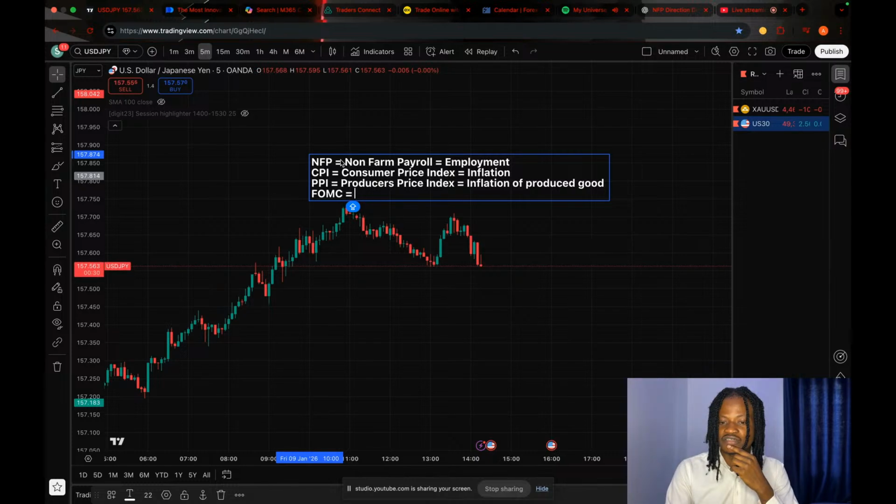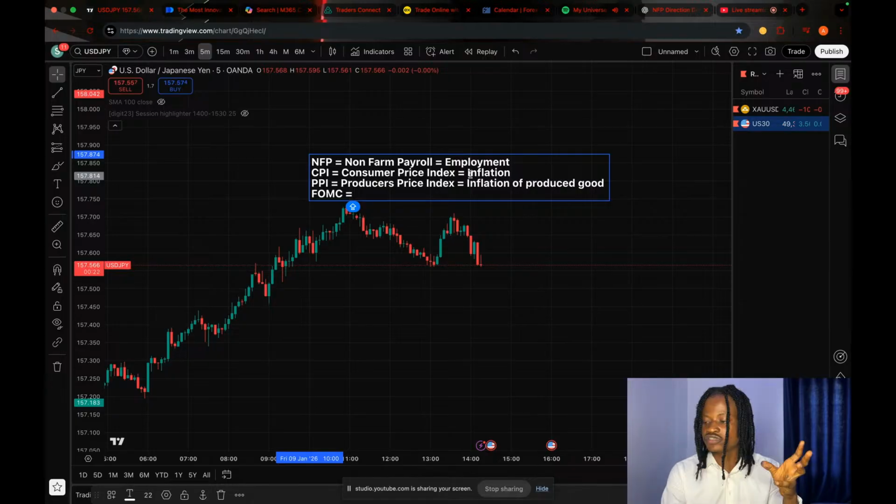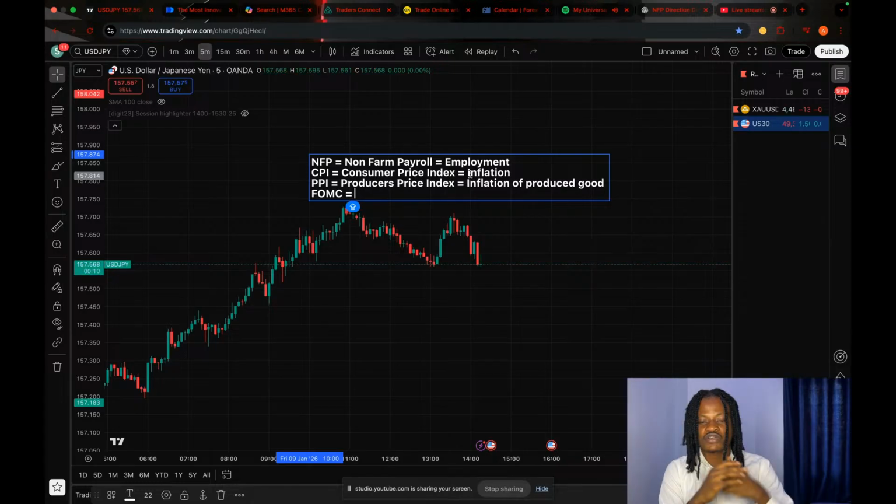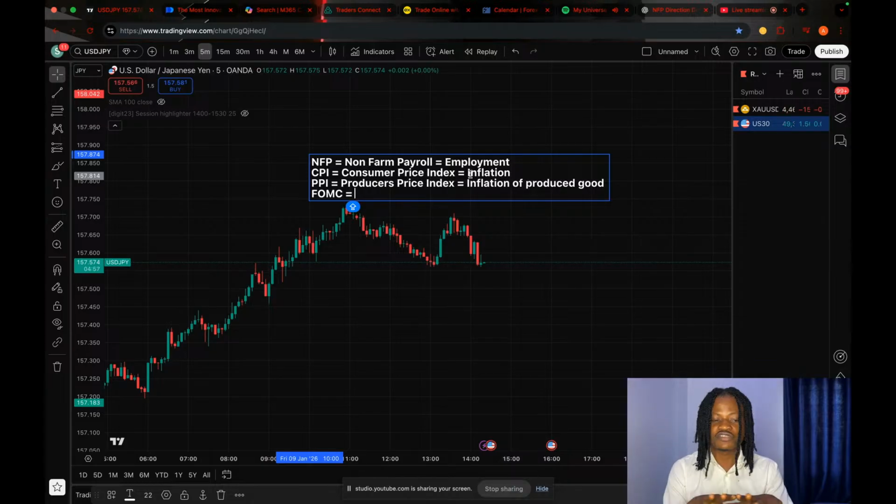FOMC monitors data from employment NFP, from CPI and PPI, and from it they are able to deduce the employment rate, how gainfully employed citizens of the country are, and also inflation rates. If one of them is going high, they will turn something. If one of them is going low, they will turn something. Just look at it as you are living in a house that has a heater and an AC, and you like the room at normal room temperature. You don't like it being too cold or too hot. You have a certain temperature you like the room to be at.